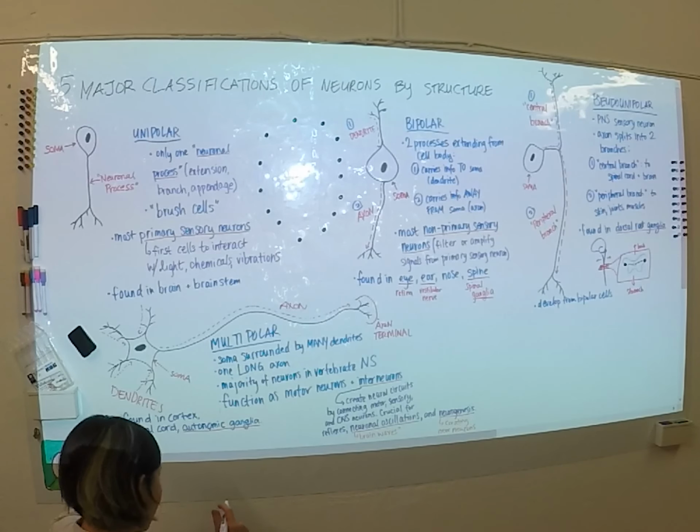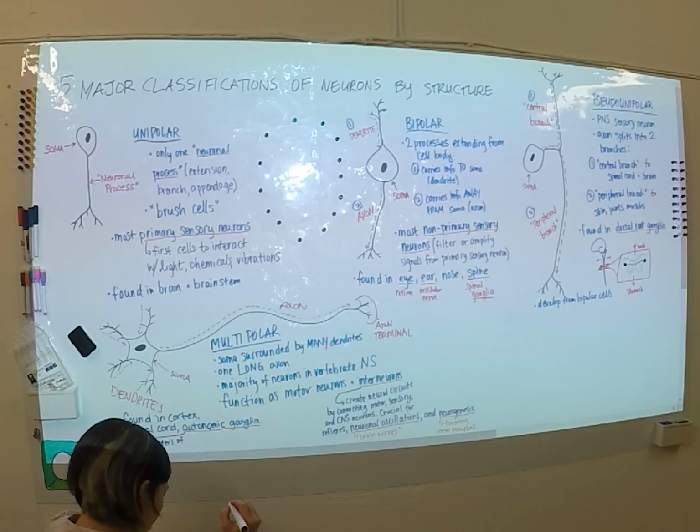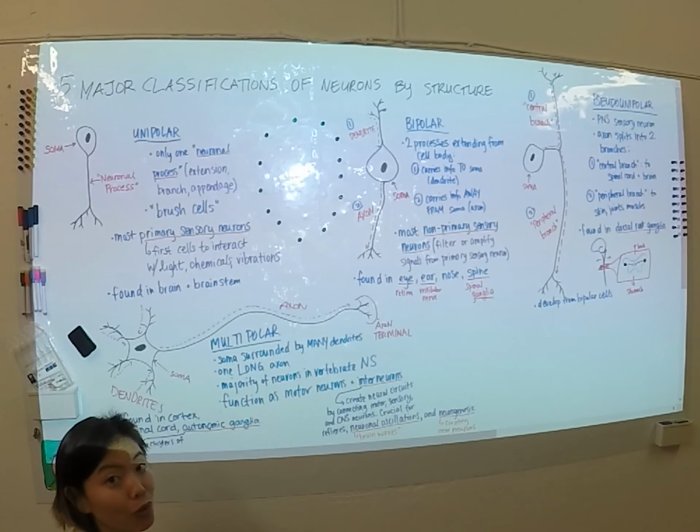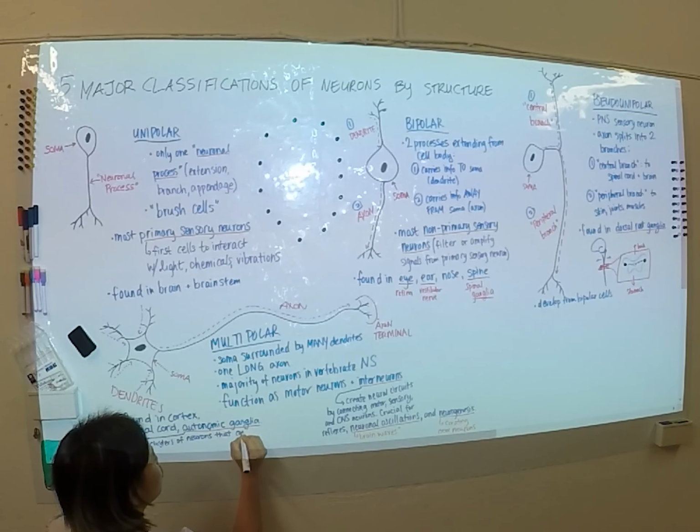And autonomic ganglia, these are clusters of neurons that control and sense your internal organs, okay? Clusters of neurons that control plus sense your internal organs. Okay.